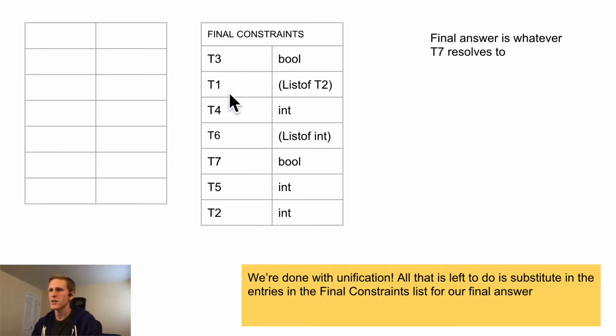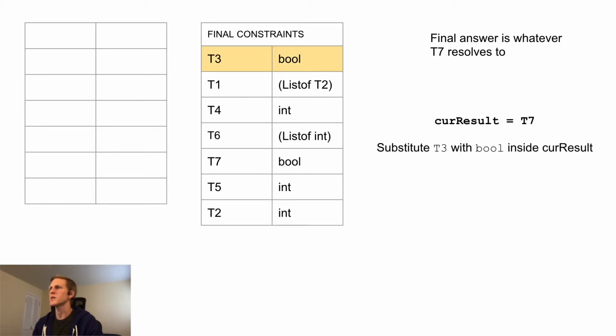Every final constraint tells us exactly what our to-be-determined types are. So all we have to do is substitute these. We start at the top and work our way down, because you'll notice that it is actually possible for one of these to refer to some other to-be-determined type. But by starting at the top, working our way down, we would eventually be able to replace this with an int in this case. So we just substitute these in.